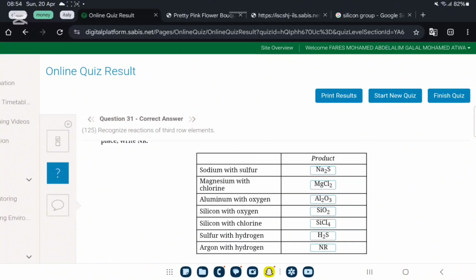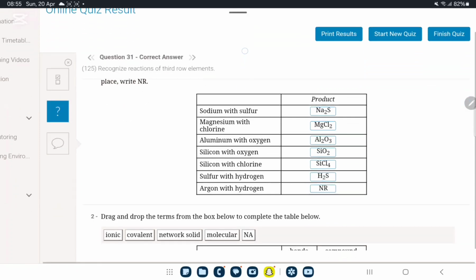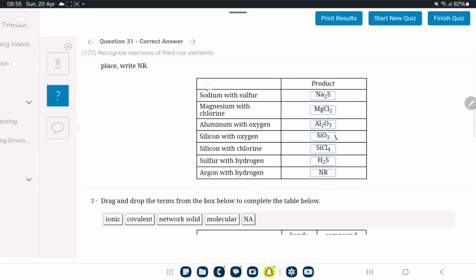For this question, you're going to need a periodic table beside you, or if you memorize the charges of everything, you don't really need it. So sodium with sulfur. Sodium Na is a metal, and sulfur S is a non-metal. S is in group 6, so it has a charge of 2 minus, and Na is in group 1, so it has a charge of Na plus. Crisscross, so it's Na2S.